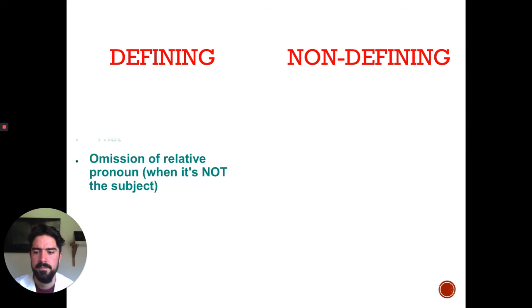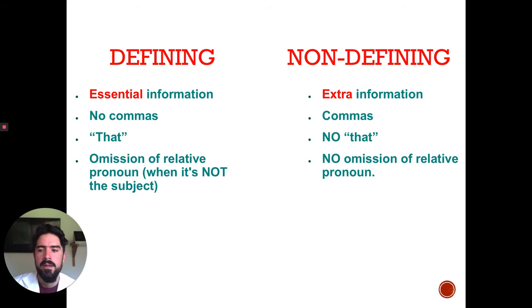So let's see. In the defining relative clauses, I give essential information. I don't use commas. I can use that. And I can omit the relative pronoun when it is not the subject. Okay? And in the non-defining, I give extra information. I use commas. I cannot use that. And I cannot omit the relative pronoun.